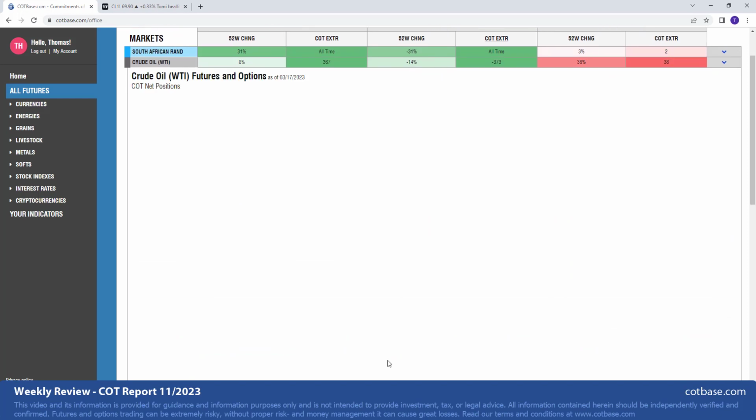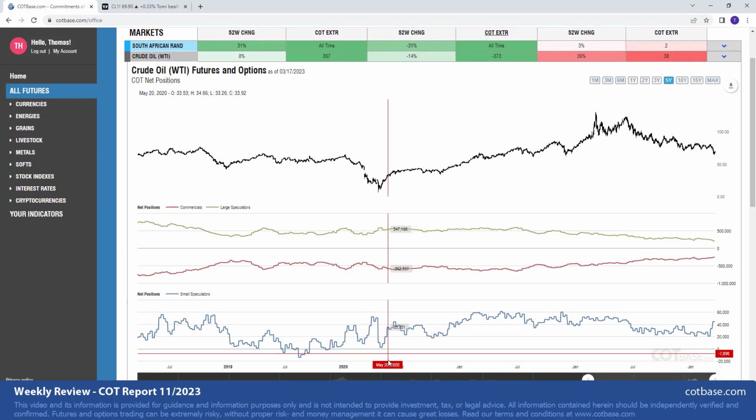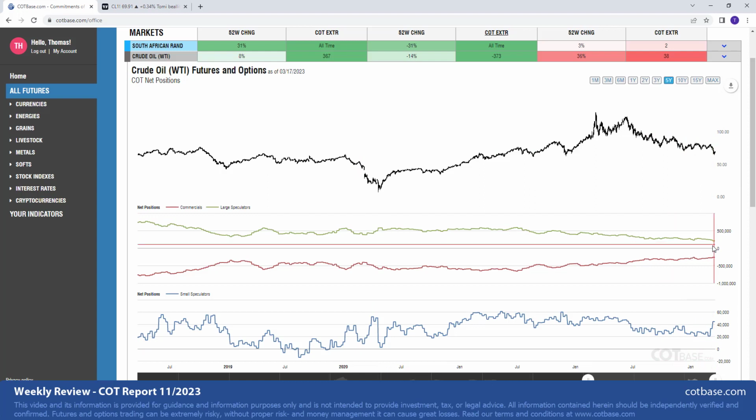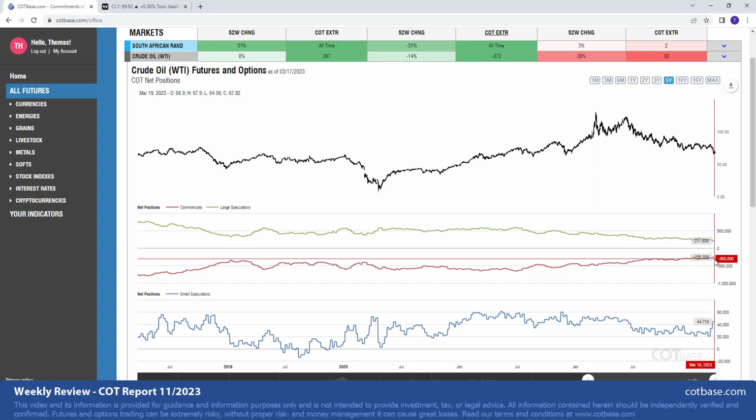Now, crude oil is our next market. We're going to stop here because I'm going to show you crude oil on the intraday indicator as well on TradingView. So here we have a 373 report extreme in large speculators. We have a significant 367 report extreme in commercials net positions as well.